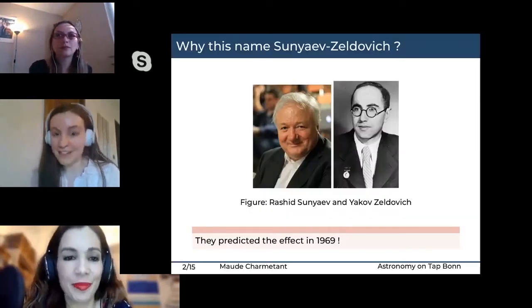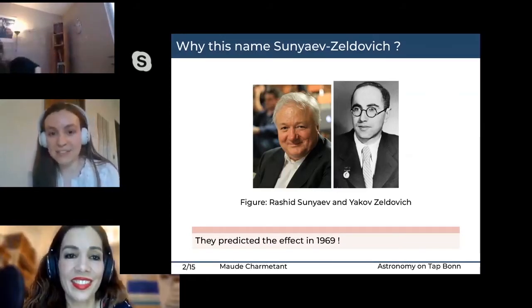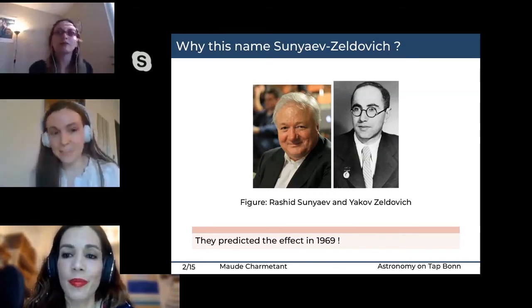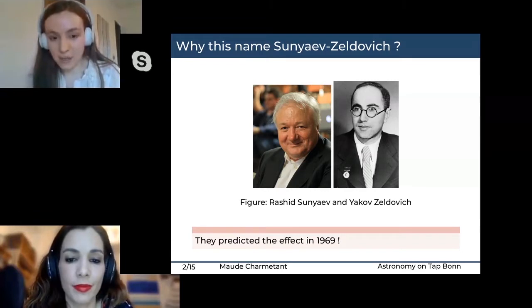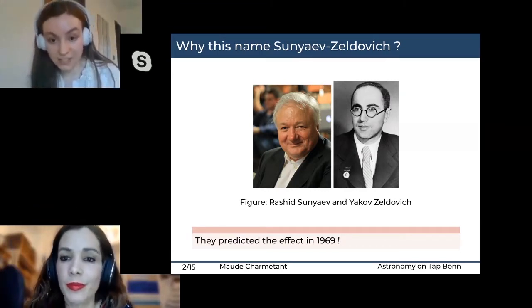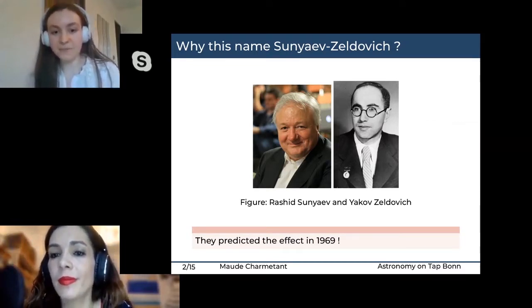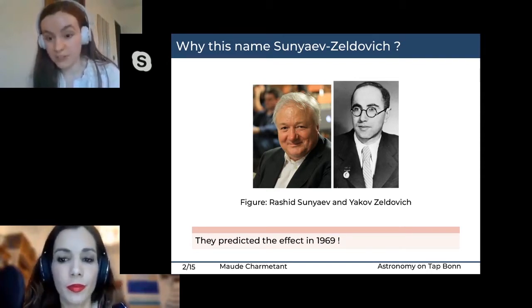So I guess the first thing you might ask yourself is, what is this Sunyaev-Zeldovich effect? What is this name? Where does it come from? Because it's not very intuitive, let's say. So this name actually comes from the two scientists who predicted it. Those scientists are Rashid Sunyaev and Yakov Zeldovich. They were both Russian scientists. And Rashid Sunyaev was actually the PhD student of Zeldovich.